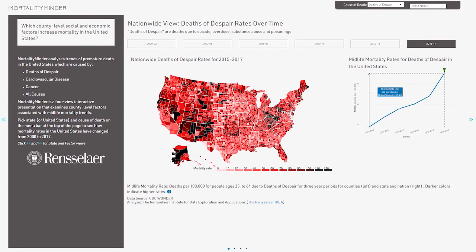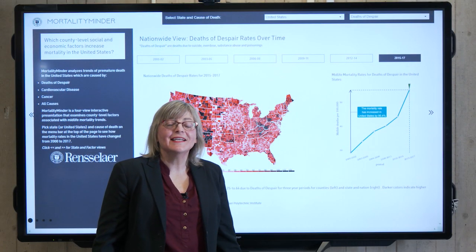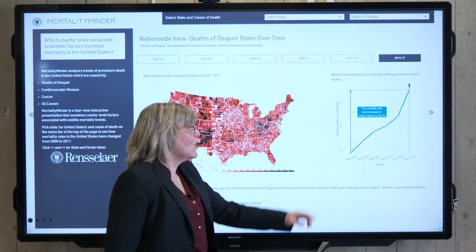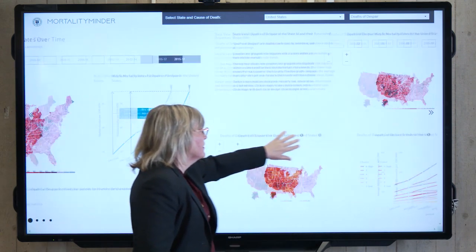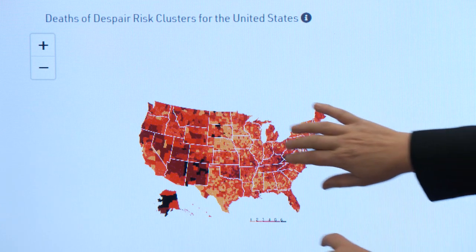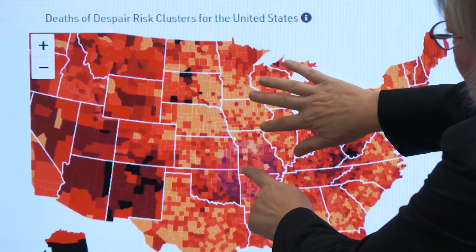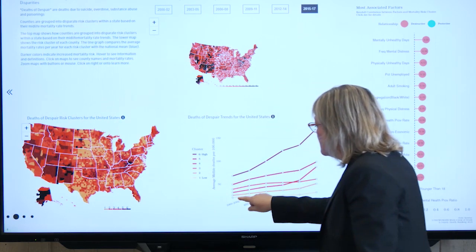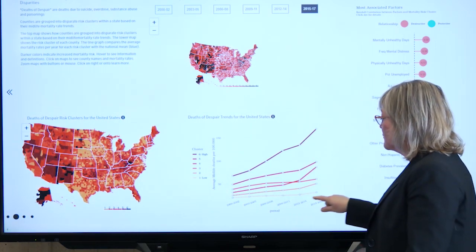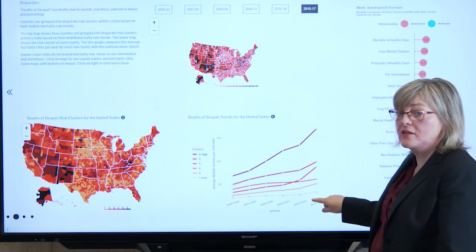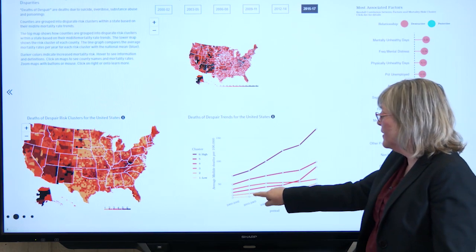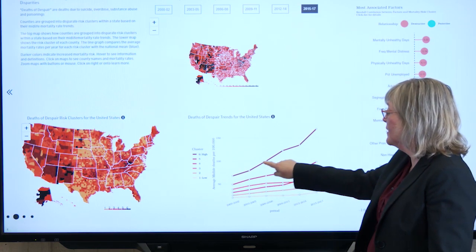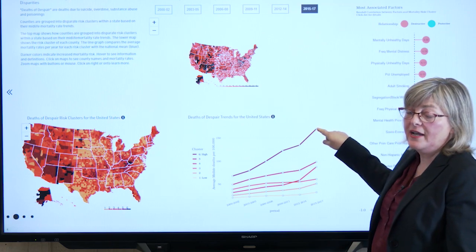MortalityMinder is an interactive presentation, so we can dig down into details of why this is happening by moving to the next page. So here we can see we can divide the counties into different risk groups. We have 6 different risk groups, and these represent the curves for those risk groups. We can see that some counties are doing extremely well, while other counties have increased risk, with these dramatically bad ones here having the highest rates.